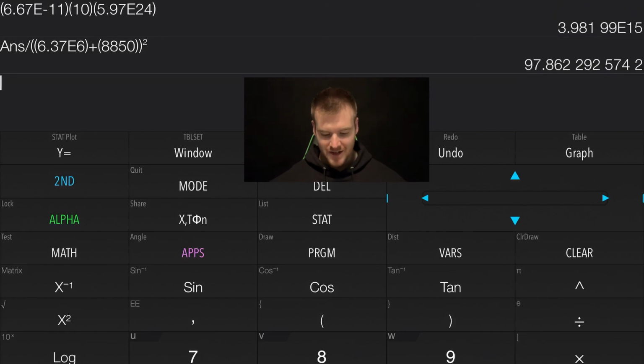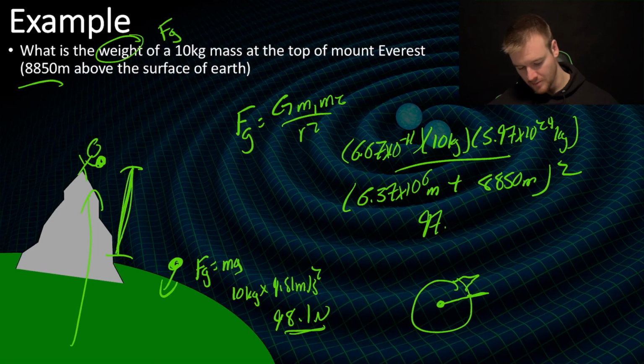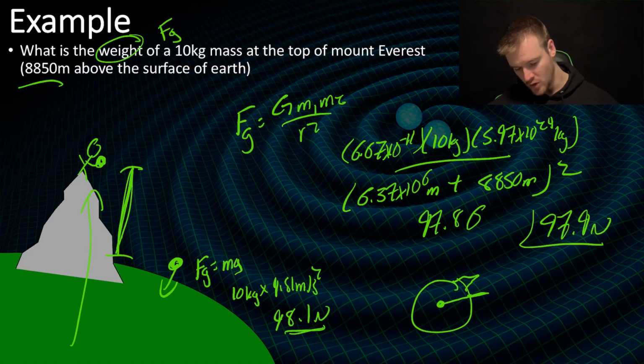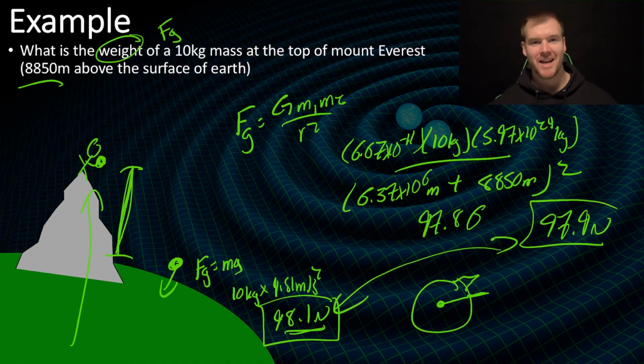And I get a number of 97.86. To 3 digits, that would round to 97.9 newtons. And so it is slightly less weight than it would be if you're on the surface of Earth. So as we're getting further away from the center of Earth, we get a little bit less force of gravity.